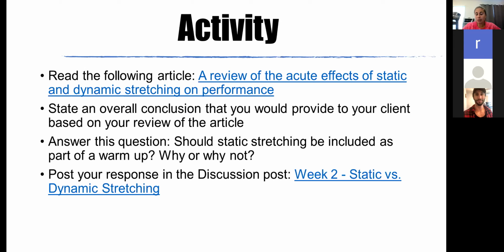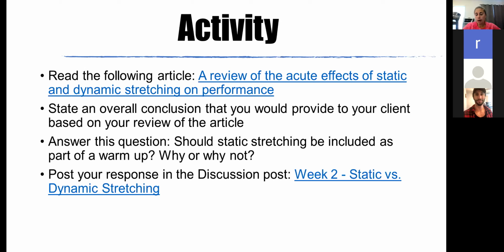Okay, so do we see a decrease in performance if we do include static stretching in a warm-up? So should we include static stretching in a warm-up? Why or why not? There is a discussion post for this week. It is not worth marks, but if you'd like to participate and give your idea, just type a few sentences of your ideas. I'm going to give you the answer, but you can go ahead and type your thoughts on it. And again, based on maybe your experience as well.